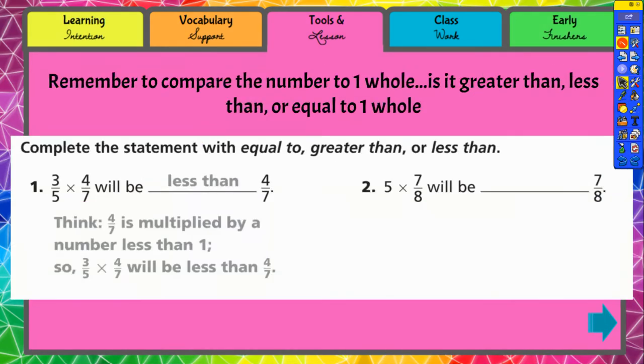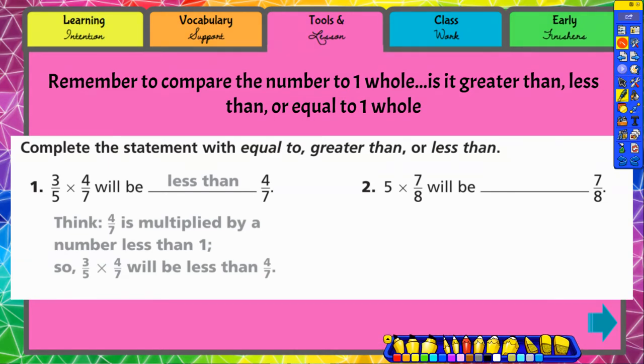All right. Remember to compare the number to 1 whole. Some of you were comparing the factors to each other. That is not what we're doing. You were like, oh, 3/5 is greater than 4/7. Nope, that's not what we're doing. We're comparing the factors to 1. Is it greater than, less than, or equal to 1 whole?